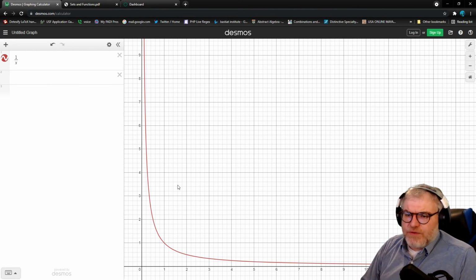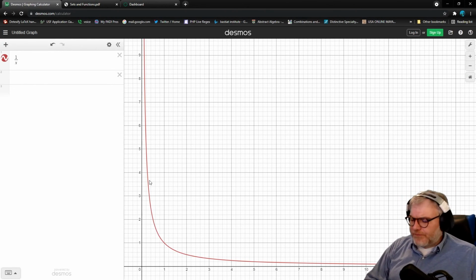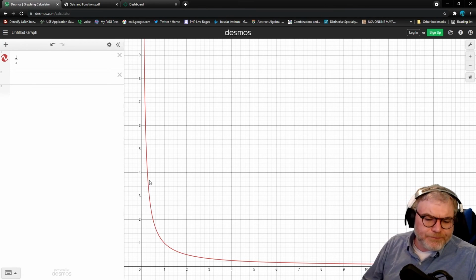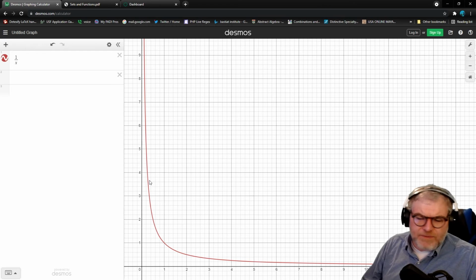So this is the function 1 over x. And again, this function is your friend. You should definitely know this function. You're going to want this function in your library because it's got some interesting properties.